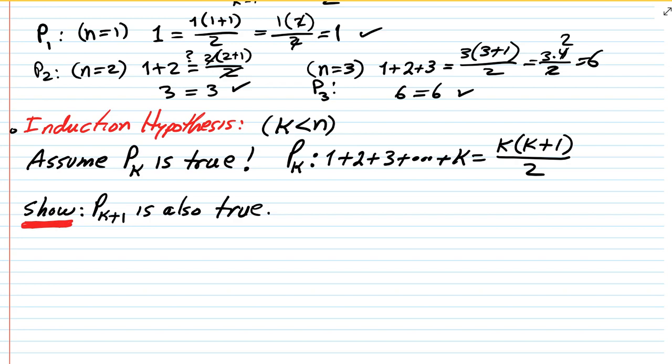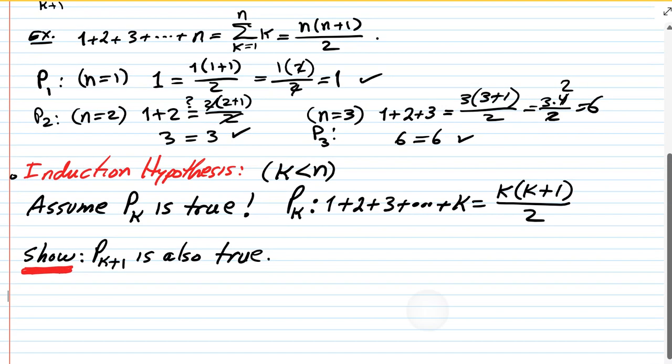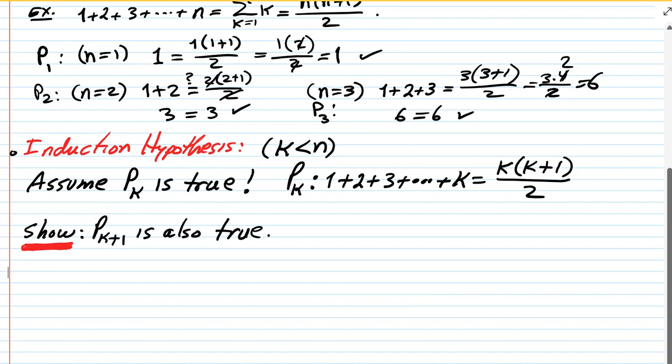Because P1, P2, P3 are easy, you just plug them in. P sub k is when you replace n with k in your statement. Let's see how that works. Now, what does P sub k plus 1 look like? That's when you plug in k plus 1 instead of n in your statement.